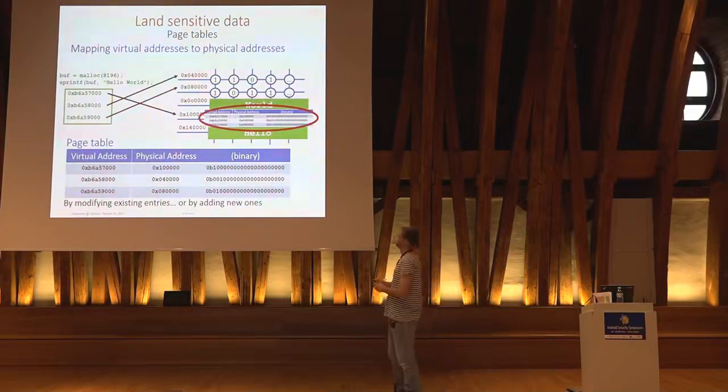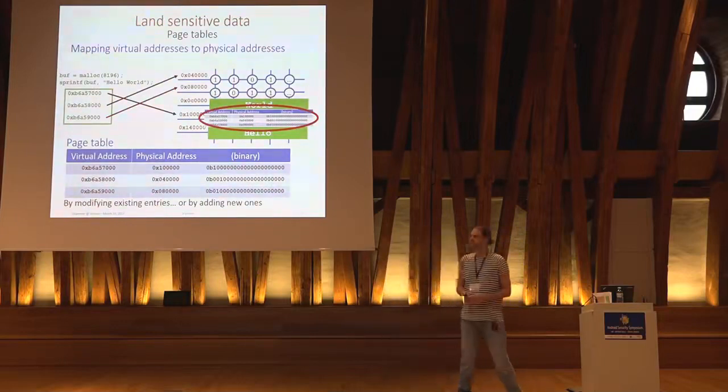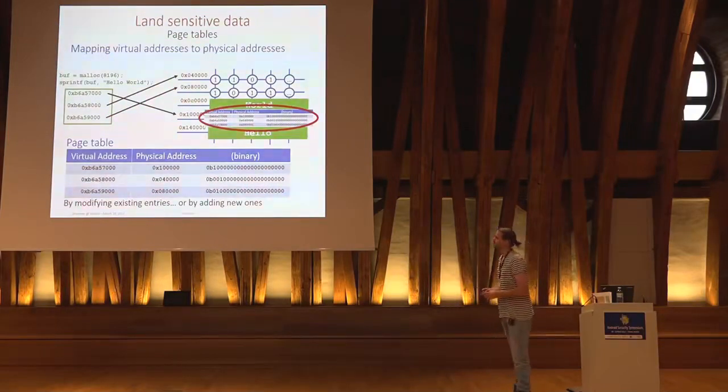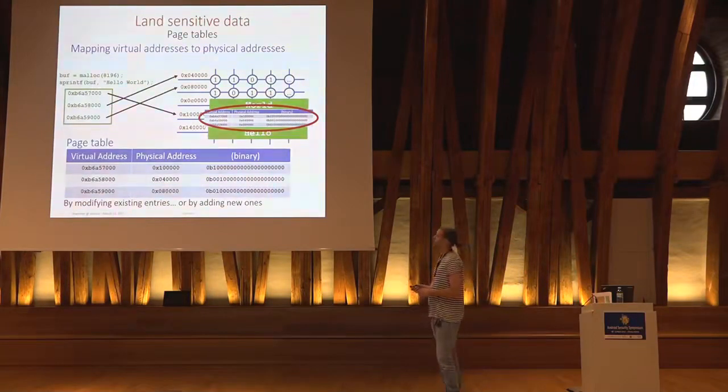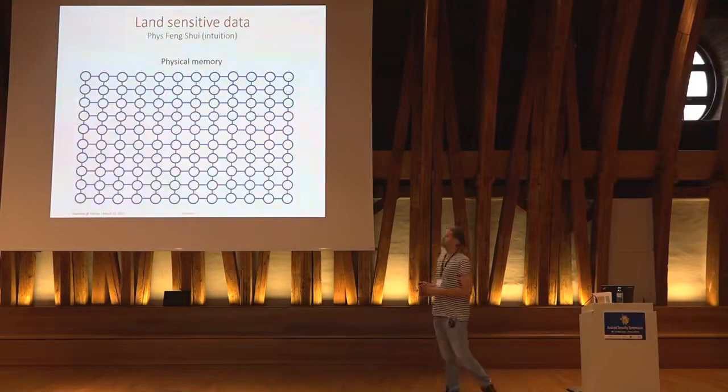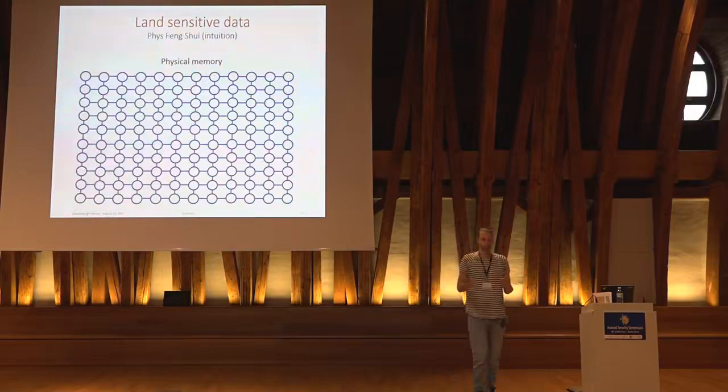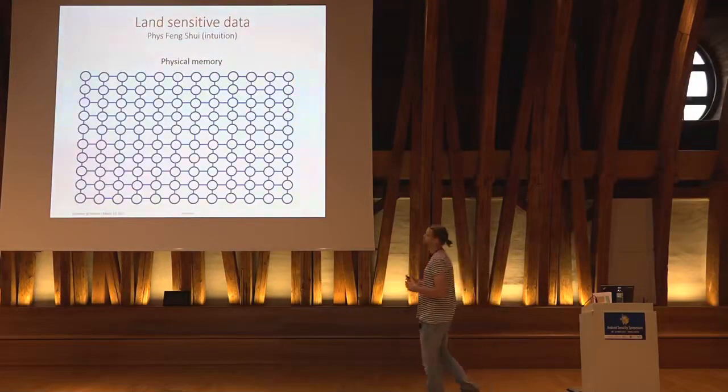So if you have access to the page table, then from there on, getting root access is relatively easy. The question, however, is how do you get this page table stored at this exact location? Because why wouldn't it be stored here or here? How do you get it there? And for this, in the paper we describe Feng Shui, which is a physical memory massaging primitive. And I will show you the intuition.